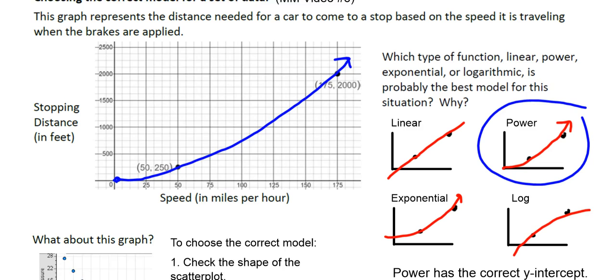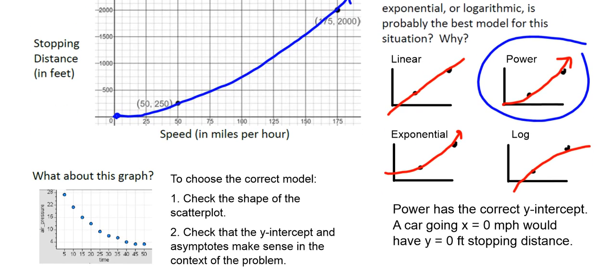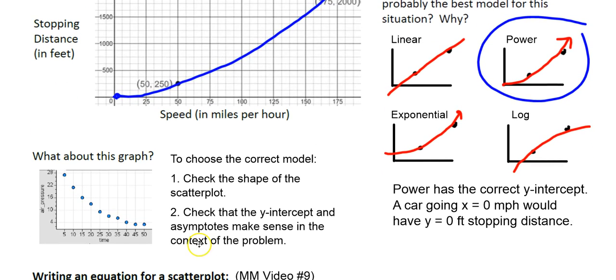Now most of the time you're going to have more than 2 points. You're going to have a whole set of data like this. So on this graph you could look at this downward trend and you can say, oh, that could be a decreasing power function with a negative exponent. Or this could be a decreasing exponential function with a base that's less than 1.